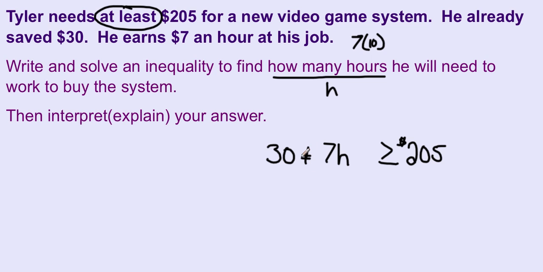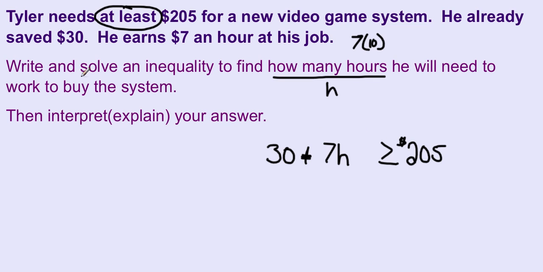We're not going to get rid of that $30. We want to add it to whatever he makes at his job. But there's our inequality. $30 that he already saved plus $7 times the number of hours has to be greater than or equal to $205. He's got to have at least $205 in order to afford the new video game system.